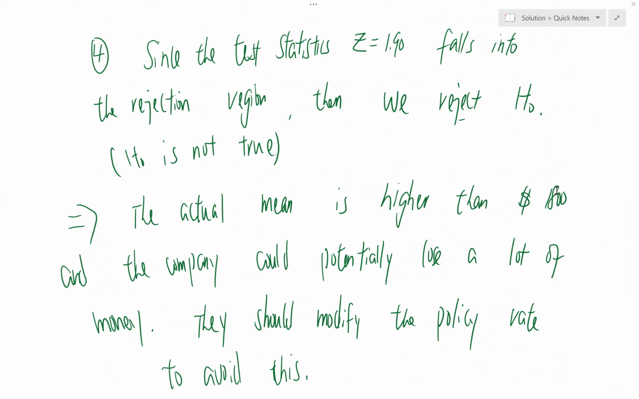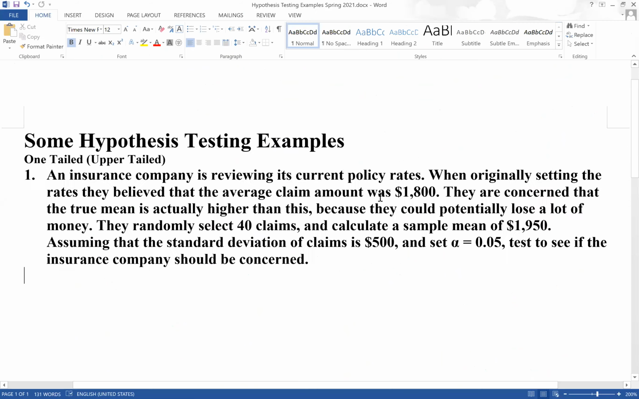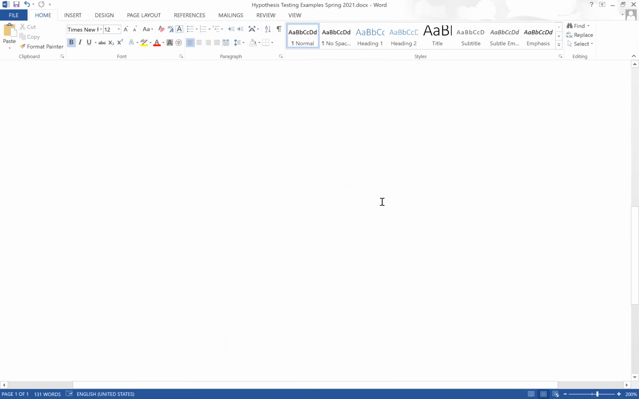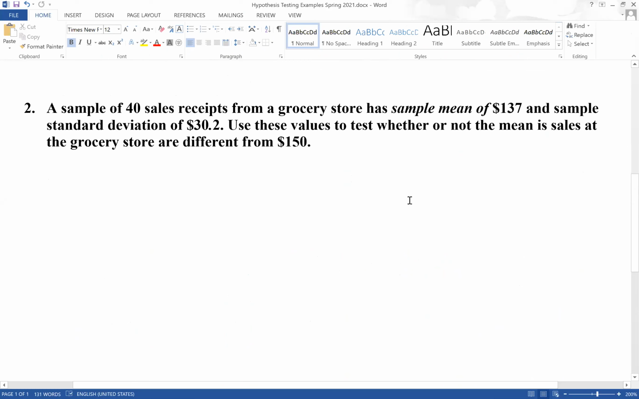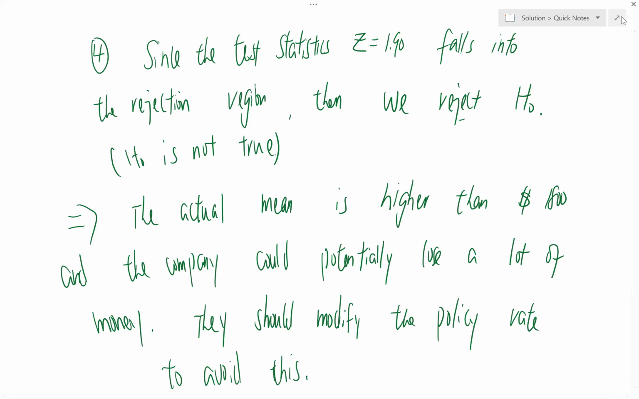Okay, then let's look at question number 2. All right, so very similar. It's about a grocery store, right? So now let me print the screen. Okay, and this one we're going to use a t-test, and I'm going to show you why we are using a t-test for question number 2.